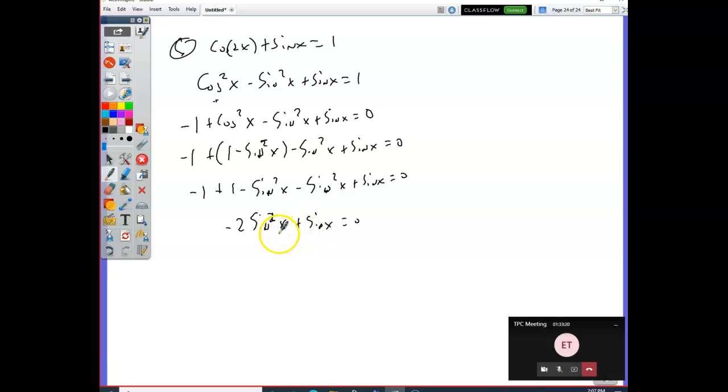I can take a sine x out of both of these, can't I? Yeah. So I'm going to pull out a sine x. What does that leave behind? Negative 2 sine x plus 1 equals 0. Okay, set them both equal to 0.